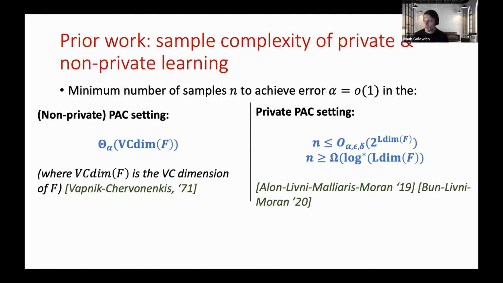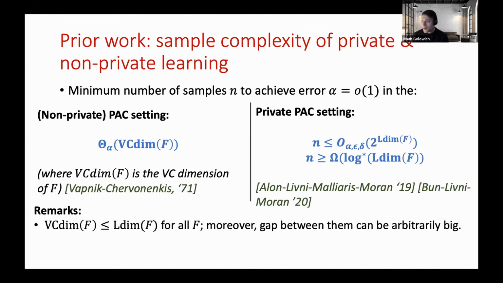And in terms of lower bounds, Alon, Livni, Malliaris, and Moran showed that the number of samples n has to be at least the iterated logarithm of the Littlestone dimension of the hypothesis class. So this is the number of times you have to take log in order to get down to 1. In general, this is going to be a very, very small parameter. It does go to infinity as Littlestone dimension goes to infinity, but it's as small as you can get without being constant. And so this gap between upper and lower bounds here is really, really large. But it is a finite gap, and that's why there's an equivalence.